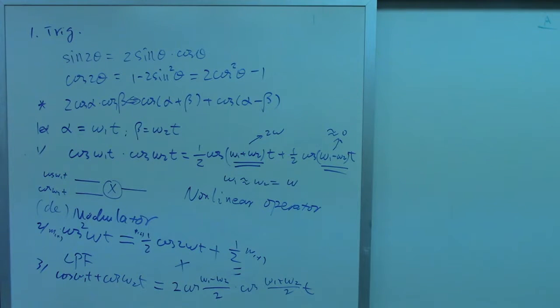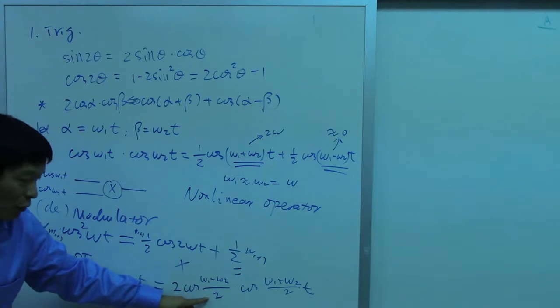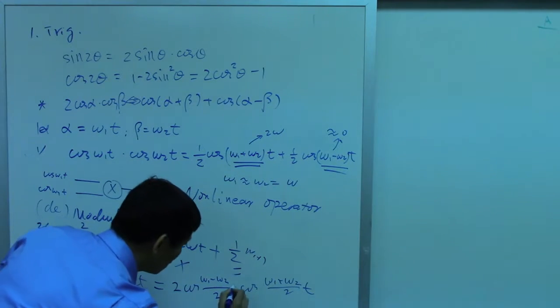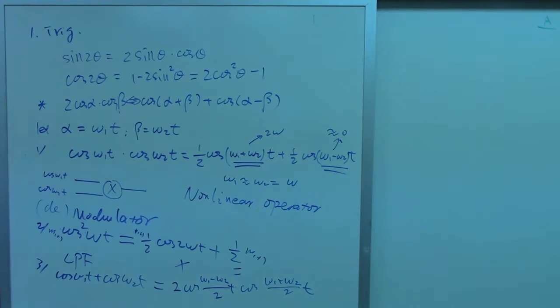Now look at this. What is the physical meaning of this formula? Again, instead of these angles, we use sinusoidal functions. One cosine signal plus another cosine signal equals 2 cosine of half of the difference in omega, times the cosine of half of the sum, the average of the frequency, times t.